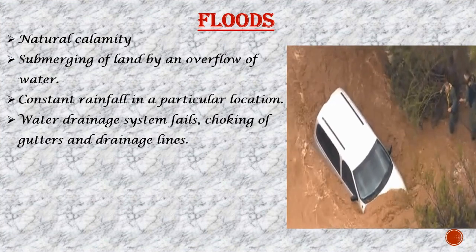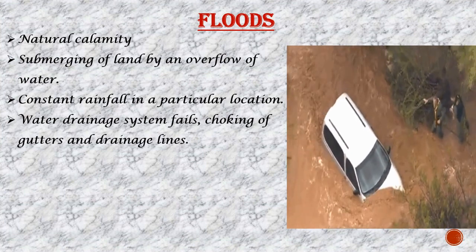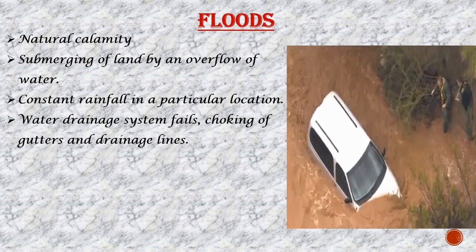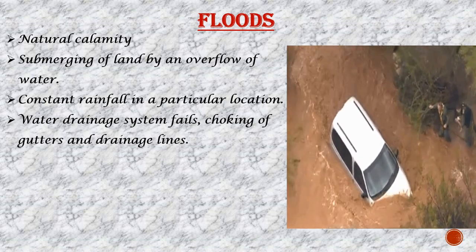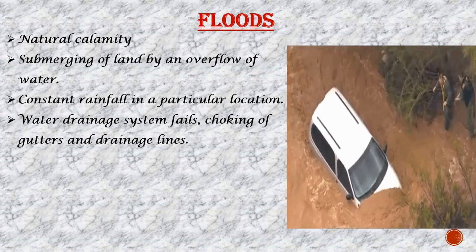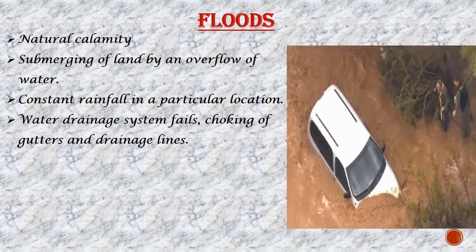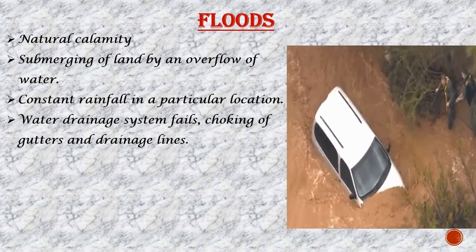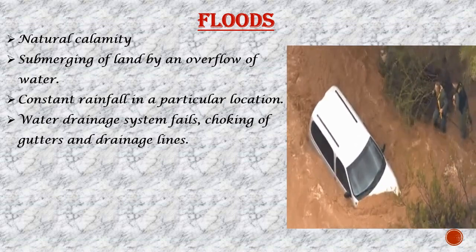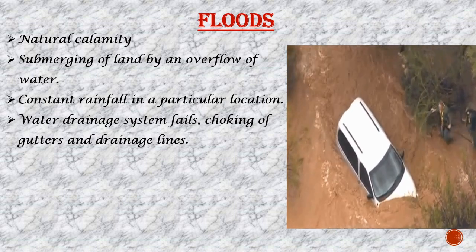Now let us learn about floods. Flood is also a type of natural calamity. Flood refers to the submerging of land by an overflow of water, and constant rainfall at a particular location results in the overflow of rivers, which causes floods. And due to heavy rainfall in a particular area, the water drainage system fails, resulting in choking of gutters and drainage lines. This water eventually overflows on the roads, surrounding areas, and even the nearby houses.